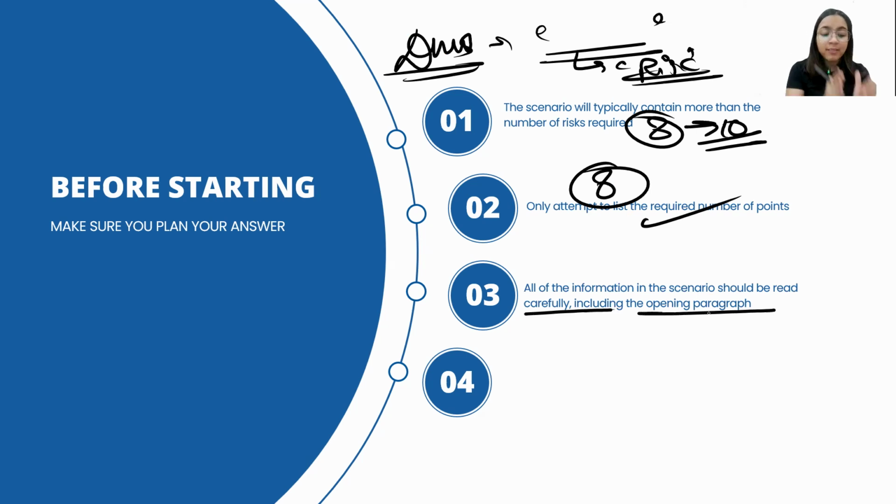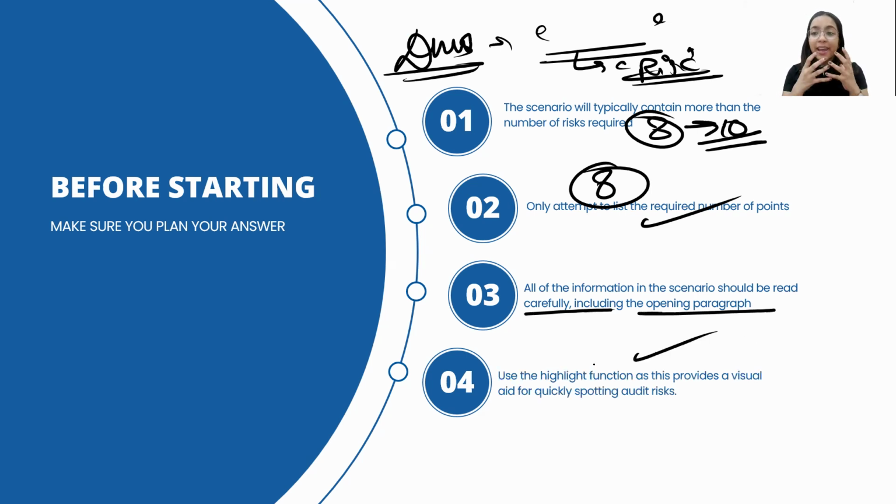Are you in your planning stage? Are you in your completion? So reading the opening paragraph is very, very, very important. Now, use the highlight function. If the examiner has provided you with something good, that is a highlighter, please use it. Why? Because it will save a lot of your time.